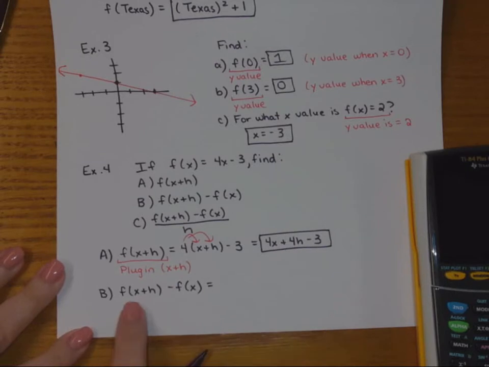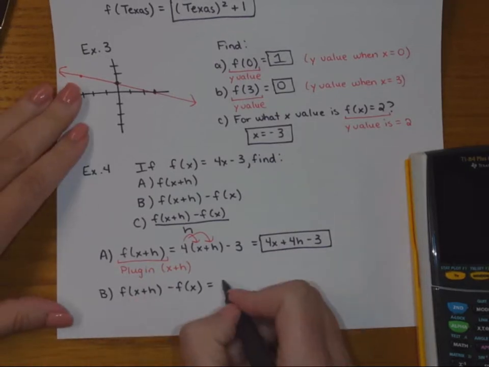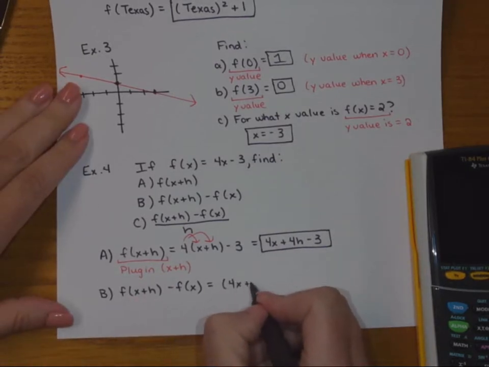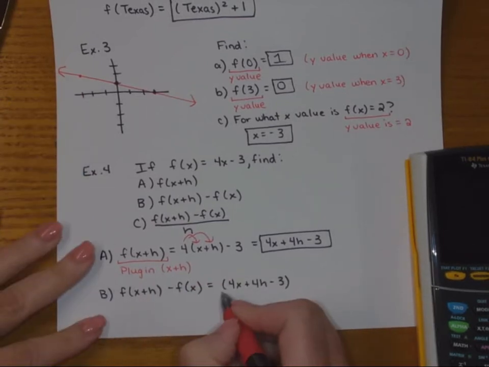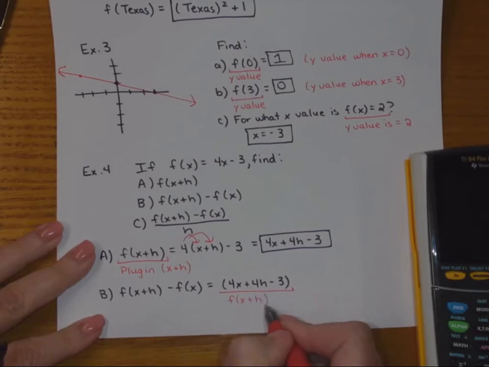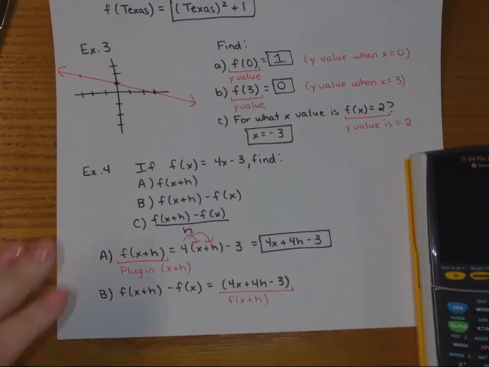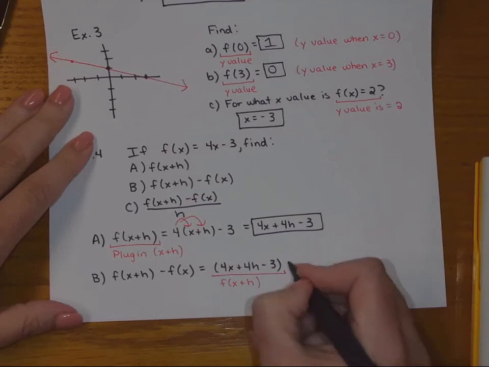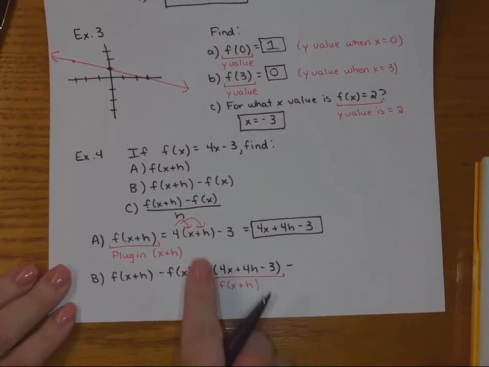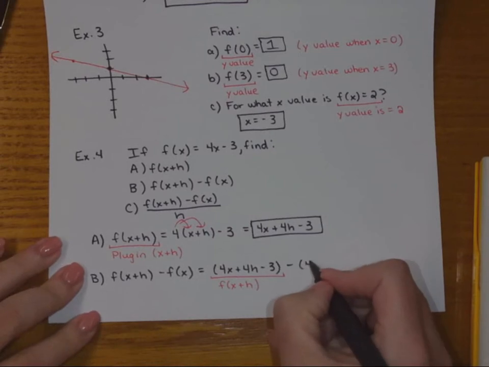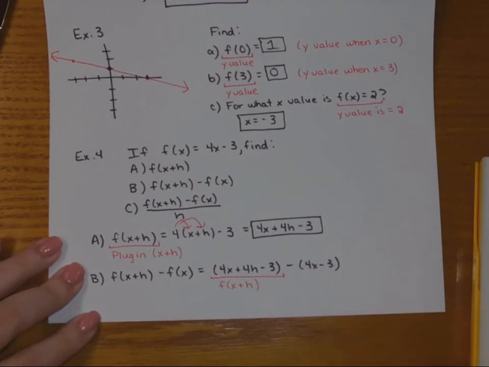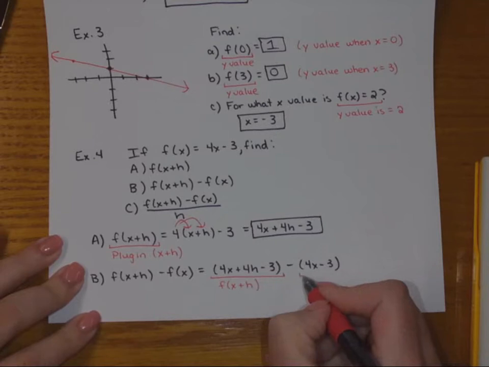Okay, for part A, we already found f of x plus h to be 4x plus 4h minus 3. So we don't need to find it again. We already did the work there. This is the f of x plus h portion that we got from part A. And then notice it's asking us to subtract off f of x. Well, we were given f of x originally, right? F of x is equal to 4x minus 3. So make sure you use parentheses because it's minus the whole entire f of x.